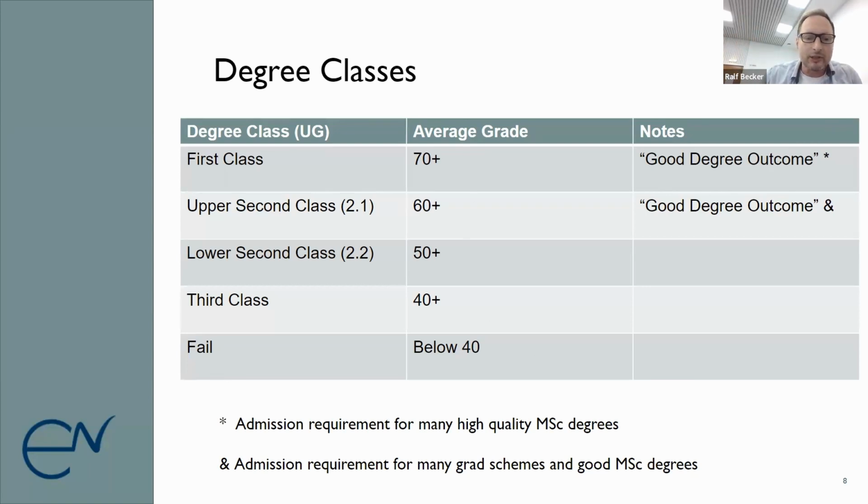Now, the reason why this is important is because the overall grade outcome for a student's degree will be classified according to these classes. So a student will get a first class degree or an upper second class degree. And the category outcome is potentially very important for MSc admissions. Many MSc programs will say, you have to have at least a 2.2 or at least a 2.1. But also for some jobs, this degree category is very important.